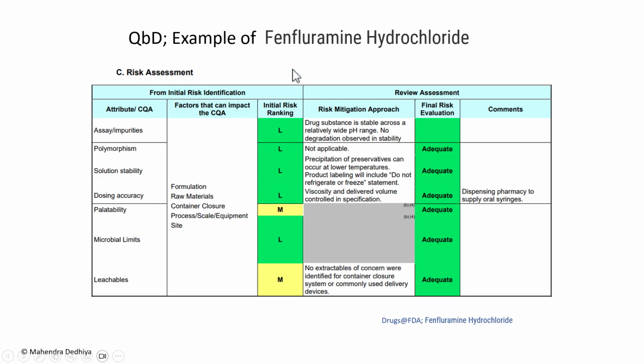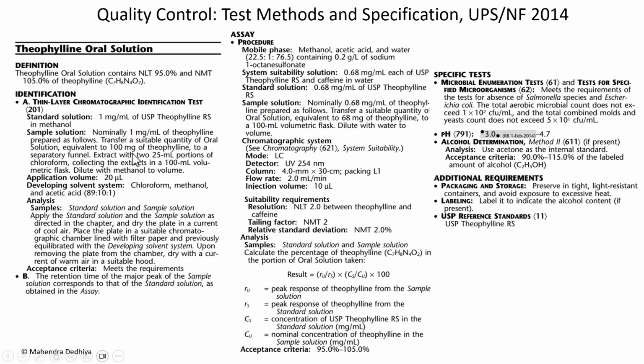Palatability was identified for fenfluramine as an issue, the initial risk being medium. This risk was then defined as adequately mitigated. Leachables from plastic containers were identified as a medium risk, and again, study data was provided. So quality attributes are different from quality control. Quality control is a test method and specifications.